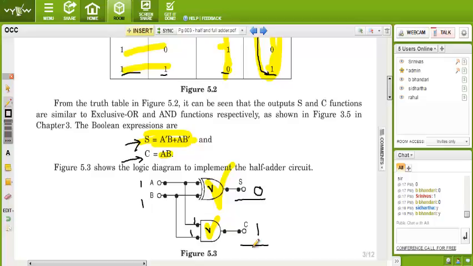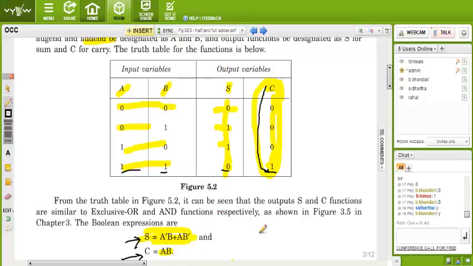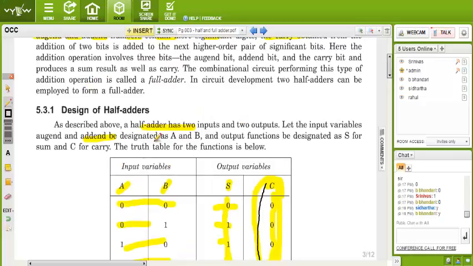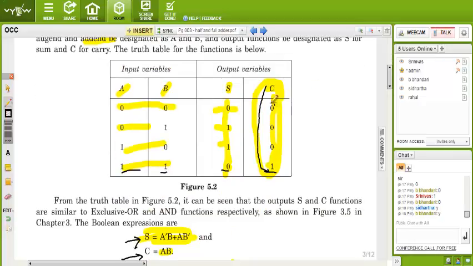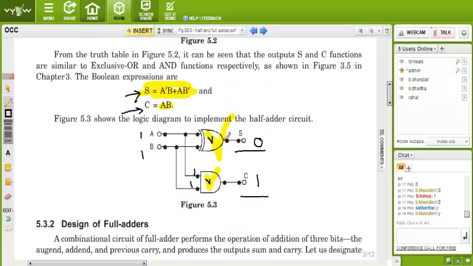But in the previous one, if A and B are 0, 0 on the left side in the truth table, we had one output, right? One output, in that case carry will be 0. 0 means nothing. Yeah, okay. That is why if you put 0, 0 here, see what happened. In 0, 0, also your S will be 0 and the AND will be 0.